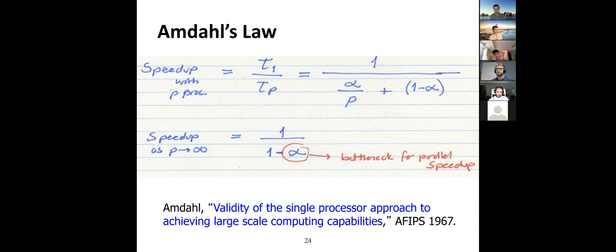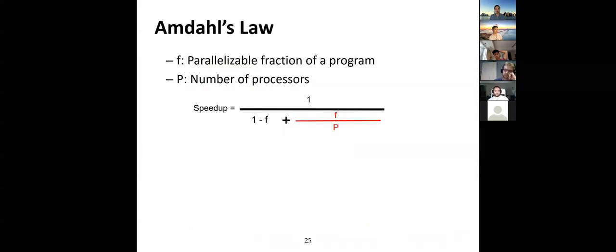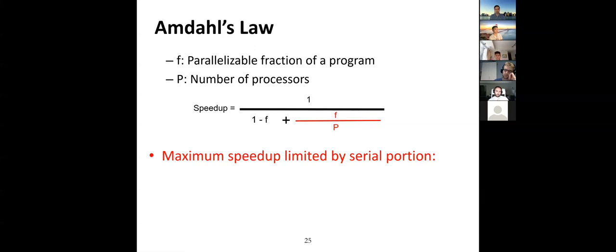Okay. So this is how Amdahl's law was introduced. If you convert it using these variables, f is the parallelizable fraction of your program, and p is the number of processors, then the maximum speedup is 1 divided by (f over p plus 1 minus f). The f is the same as alpha in the previous formula. This is where the famous Amdahl's law comes in. The maximum speedup is limited by the serial portion. The serial bottleneck is a plague for parallel execution. This is something we cannot beat.